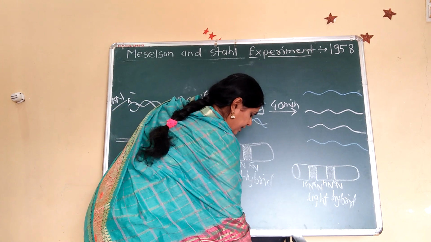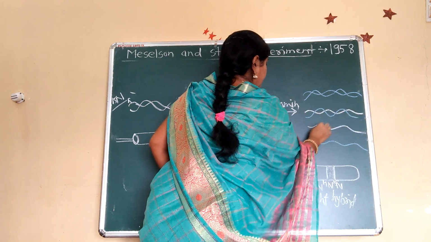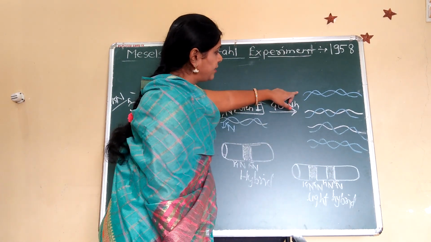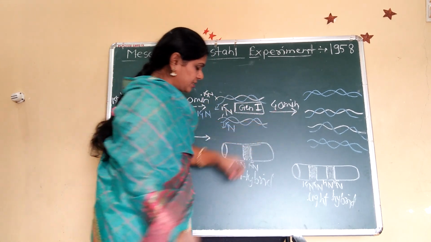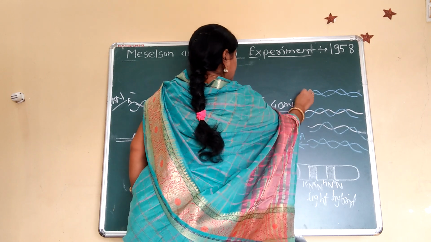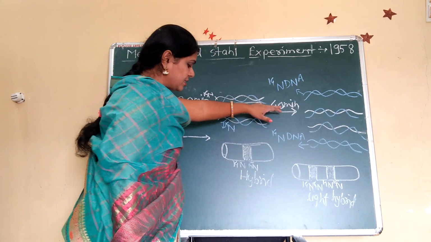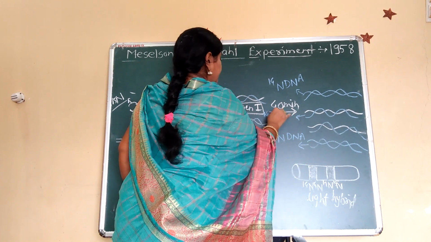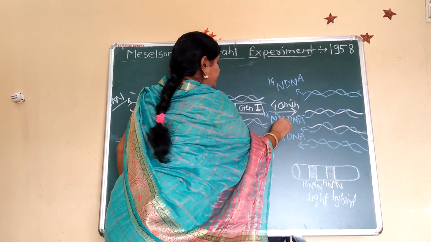It shows N14 here, and this is N14 and N15 DNA. This is N14 DNA. This is also N14 DNA. But this one is N14, N15 DNA, and this is also N14, N15 DNA.